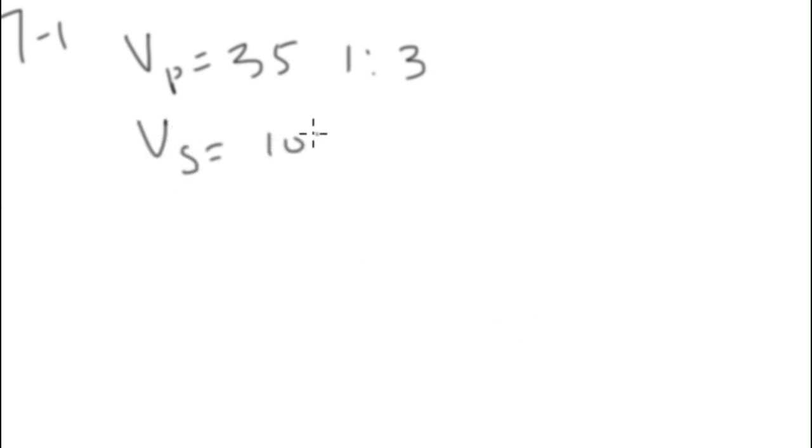So we have 35 volts for V primary. We have a turns ratio of 1 to 3. So what will be our secondary voltage? Well, it's going to be 3 times 35. So 35 times 3 is 105. So our secondary is 105 volts. And we go through a 1K resistor. So I secondary is equal to 105 milliamps.